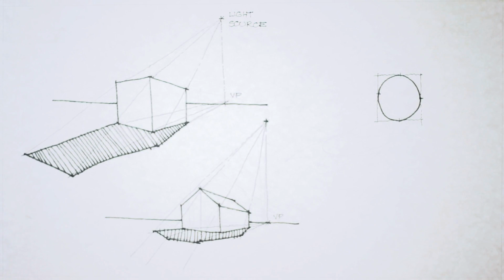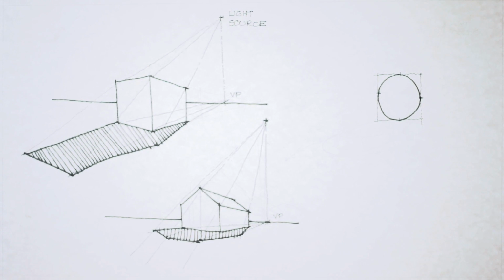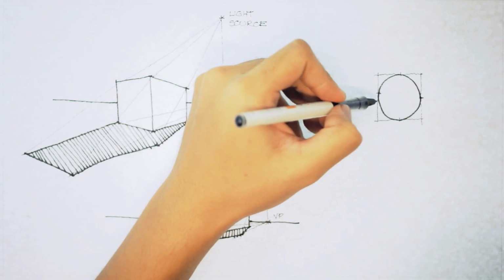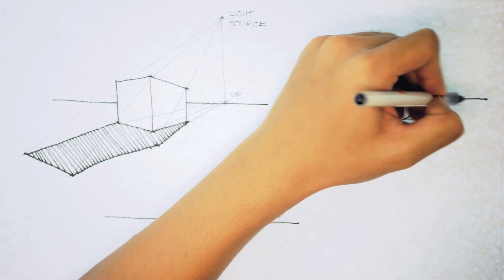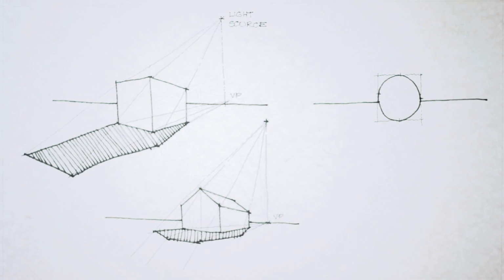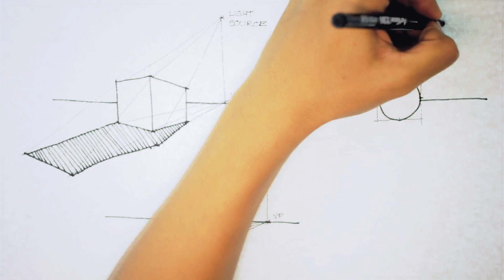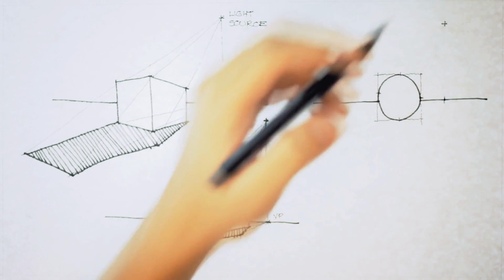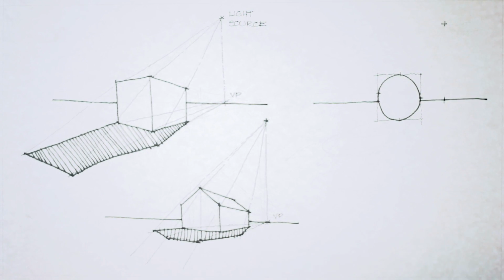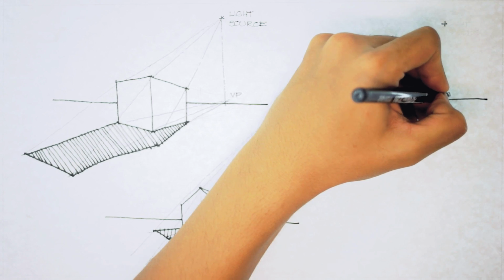And then same goes, I'm gonna draw and identify the horizontal line. And next, I'll also identify the light source and the vanishing point.